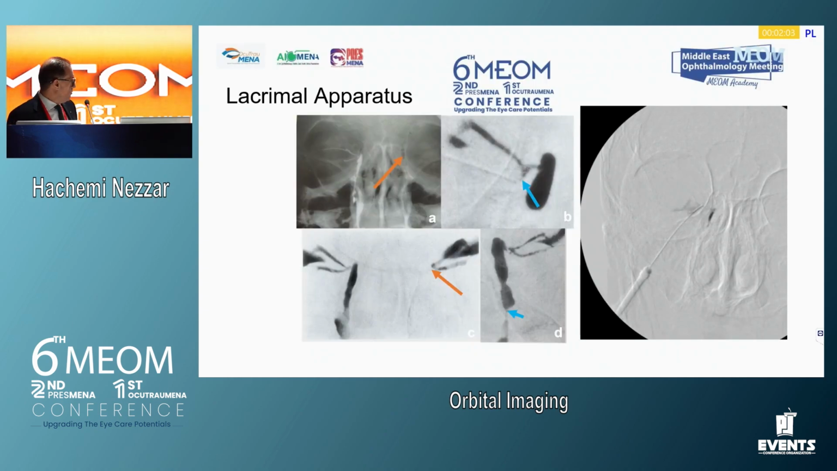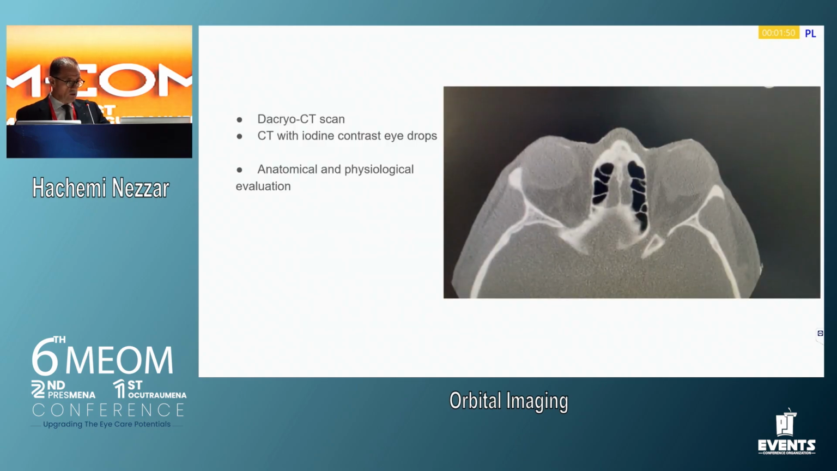So we can also evaluate the apparatus of the orbit, which is the lacrimal pathway. So by simple dacryography, here you can see we just inject through the lower or the upper canaliculus and see whether there is a narrowing or occlusion of the canaliculus.